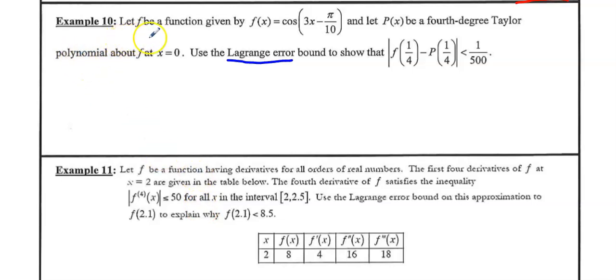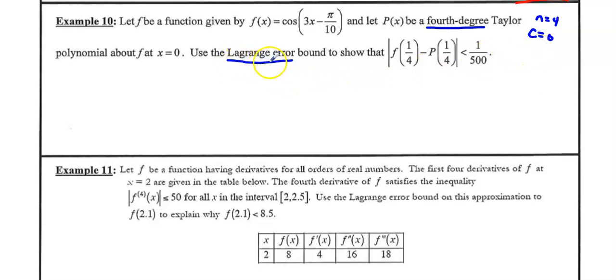Example 10 says let f be the function given by f of x equals cosine of 3x minus pi over 10, and let p of x be a fourth degree Taylor polynomial. So right now I know that n is equal to 4, because it's a fourth degree Taylor polynomial. It's also telling us about f at x equals 0, so we're going to make our center equal to 0. So c is equal to 0 here.